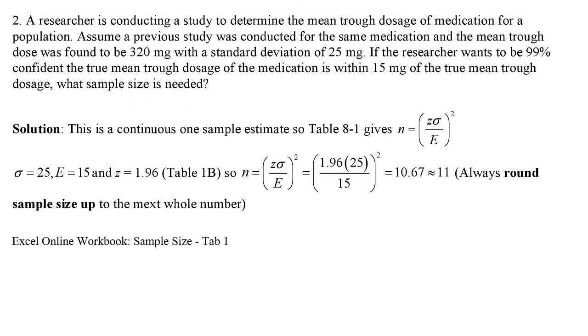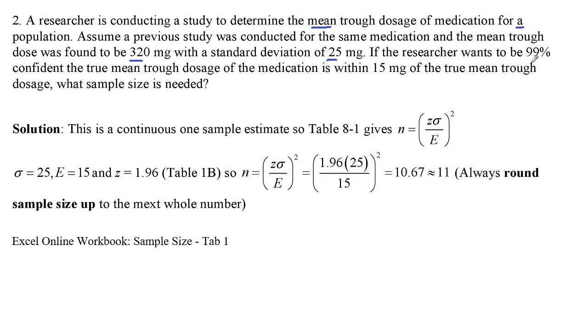Problem number 2, same background here. We're finding mean trough dosage here. So we want mean trough dosage for a population. So that's going to be a continuous variable, one sample. Our previous mean was 320, standard deviation 25 like we had before.